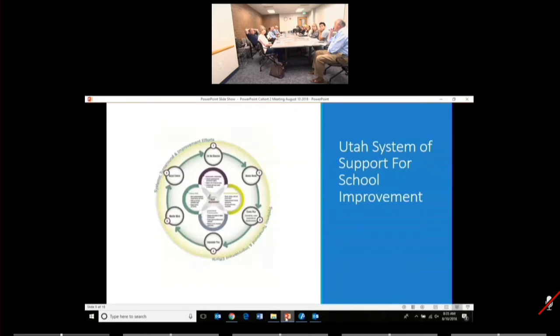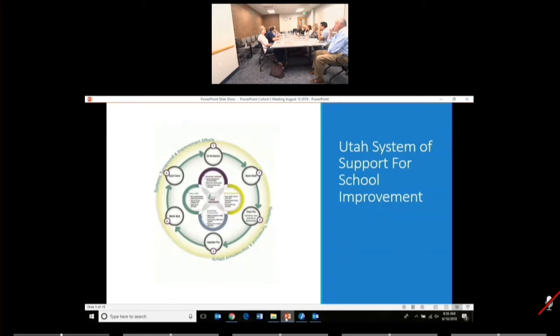So one of the things that the agency was charged to do, much like when we were working with ESEA under the flexibility waiver, was to create a system of support. This time, it's the same for federal programs as it is for state turnaround schools.